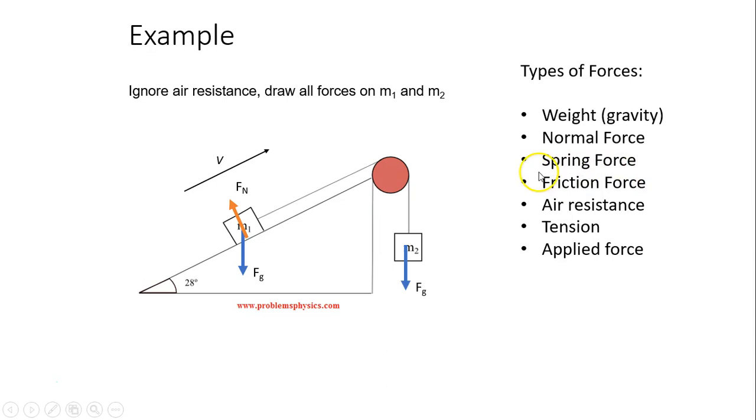Next one, we don't have spring force because there is no spring. Do we have friction? Yes, the object is moving. It's moving up, so the friction would be downward. Do we have air resistance? This one says ignore air resistance, so there is no air resistance. Do we have tension? Yes, tension is on the string. The tension is pulling this up, and the tension is also pulling M2 up. And there is no applied force.